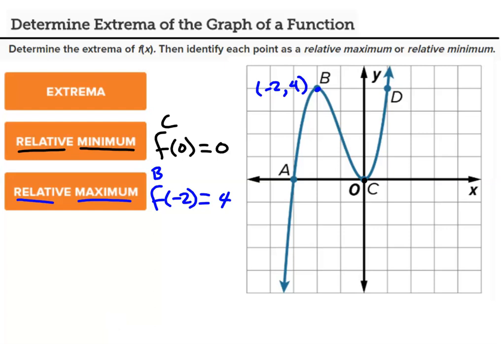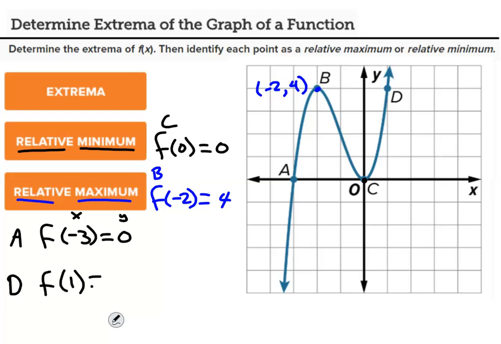And so then what I want you to do is I want you to write these points in function notation. We have A and D left. So go ahead and pause the video real quick and see if you can write those in function notation. All right, for A, what you would have is f of -3 equals 0. Okay, remember this is the x and that would be the y term. And for D, you would have f of 1 equals 4. Okay, and once again, 1 would be the x and 4 would be the y.